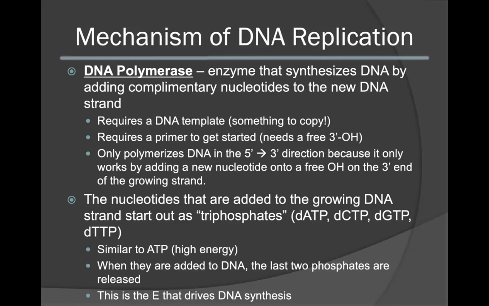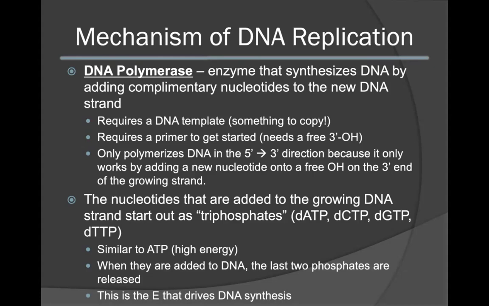One of those enzymes is DNA polymerase. This is the important enzyme that is responsible for creating the new DNA strand. It does so by adding the complementary nucleotides to the new DNA strand using the parent DNA as a template. DNA polymerase needs a DNA template in order to perform. It also needs a primer in order to know where on the DNA to attach to. This is usually inserted at the free 3' OH end of the growing strand.